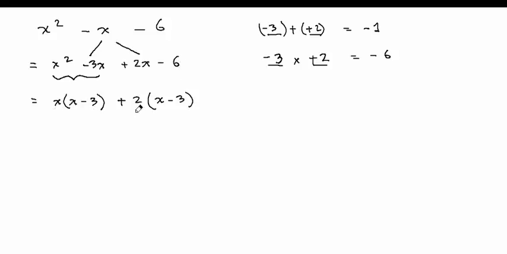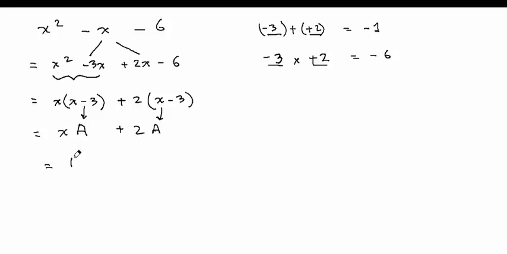Now if you look at this term and this term, there's a common factor between these two. And the common factor is x minus 3. If you cannot see that, let's say that x minus 3 is a or something. So this is like saying x multiplied with a, where a is x minus 3, plus 2 multiplied with a again. And as you can probably see now, a is the common factor between these two.